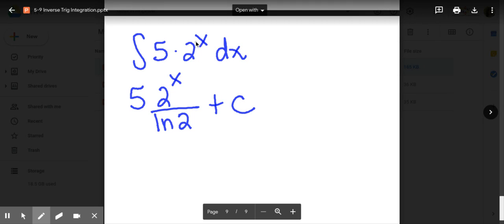Now, if I had more of an exponent here instead of just x, I would do a u substitution, just like you do with e to the x. You do the same thing. Do a u substitution and work that out. But this is usually the most complicated that our problems get. So that was all the ones I want to review.